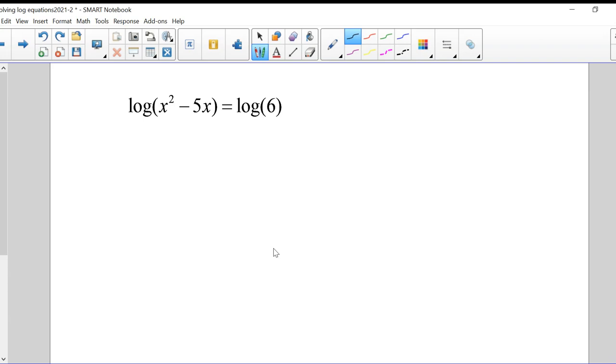Axel, Isaac, and Sharisa, you're absolutely right. I can simply say that x squared minus 5x, as long as the two of them are the same, is equal to 6. When I say the same, I mean they're both the same base. If they weren't, it would take quite a few steps for us to get to it. But let's just say it was the same base, as it is in this case.